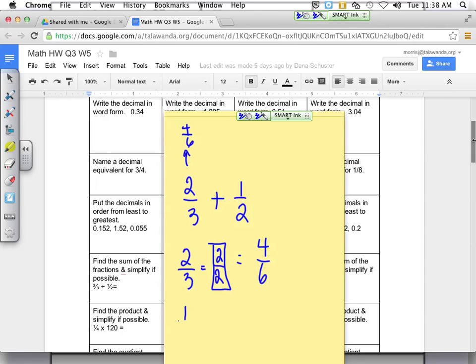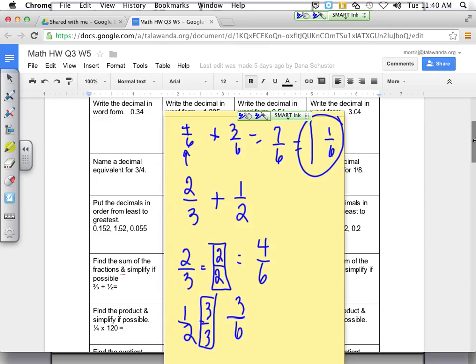What am I going to do to get from 1/2 to 6? Gage? Times 3 over 3. 2 times 3 is 6. 1 times 3 is 3. So now I have 4/6 plus 3/6 equals what? 7/6. And how many 6 will go into 7? 1. How much is left over? 1/6. You should have had 1 and 1/6 for that answer. Clear the ink for me and let's move on to the next one, please.